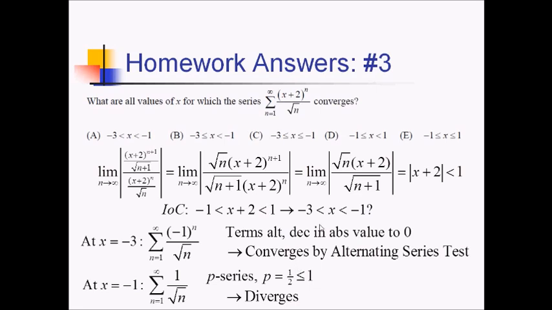So at the end of the day, we can write -3 less than or equal to x, which is just less than -1 because we diverged at -1. And that's going to be which answer choice? Well, we have equals followed by not equals, so that's going to be choice B.